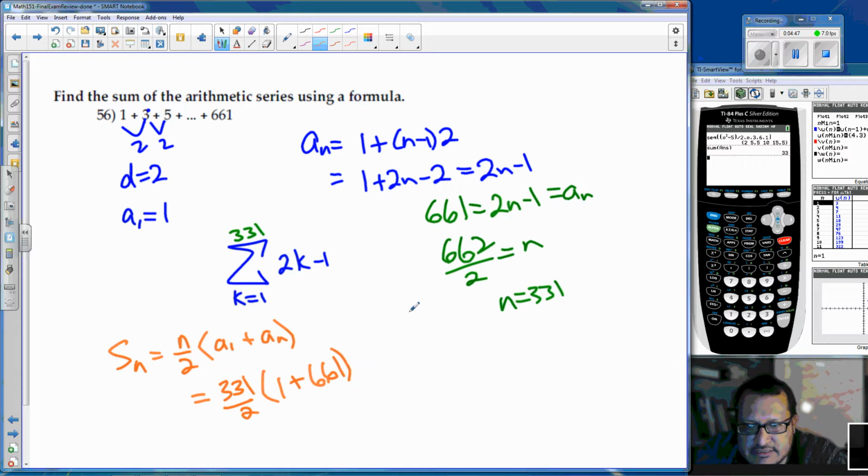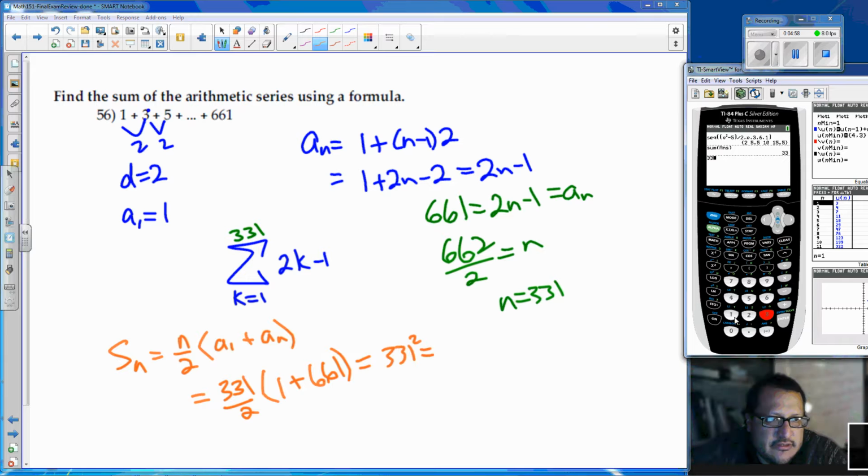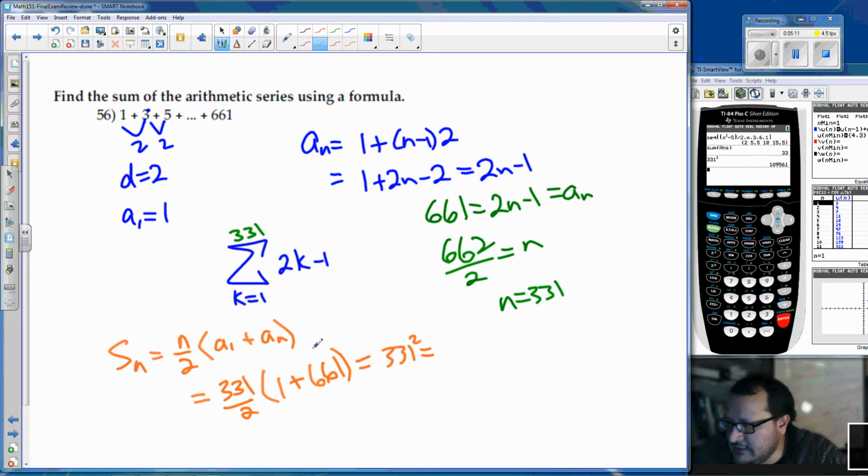This is 662 divided by 2, which is 331. This is just 331 squared. I was just trying to do it in my head as far as I could. You could have just put the whole thing in. So it looks like it's 109,561.